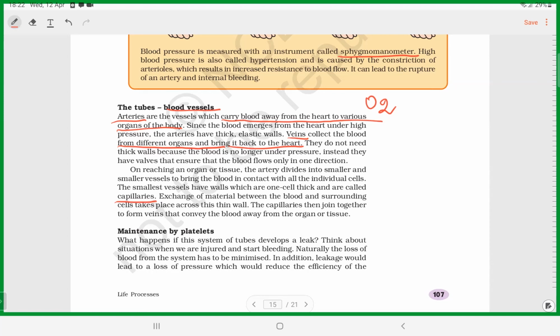And next thing, what is the biggest artery? Aorta is the biggest artery. Arteries will have thick walls. Always artery will have what? Thick walls, and veins will have thin walls. Arteries will have thick walls, veins will have thin walls.